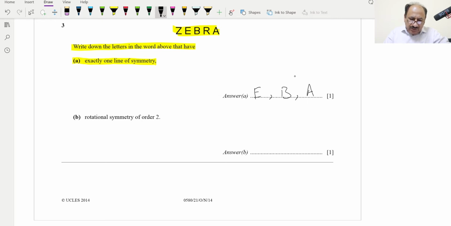Then rotational symmetry of order 2. Z has rotational symmetry of order 2, so we can rotate it into 2 positions. So we can write Z as the answer.